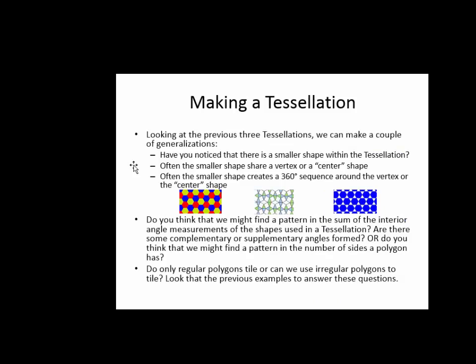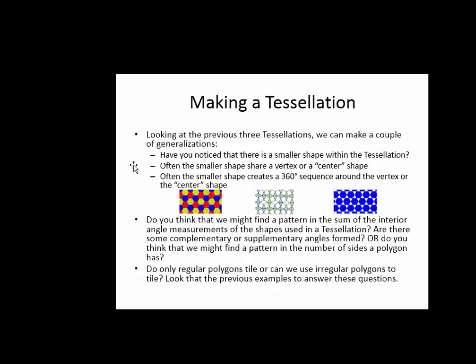Okay, moving forward. Now, if we're looking at all of these tessellations, there are a couple of generalizations that we can pull out of it. First of all, have you noticed that there's a smaller shape within the tessellation and then it kind of has a pattern that grows out from it? Now, often the smaller shape shares a vertex or a center shape with the surrounding shapes. And as we talked about before, the smaller shape often is surrounded by or creates a 360 degree sequence around that vertex or that center shape.